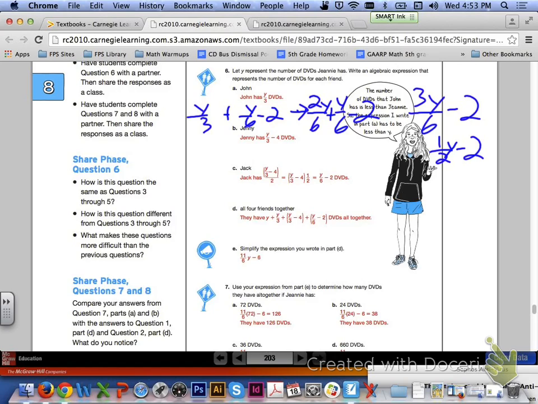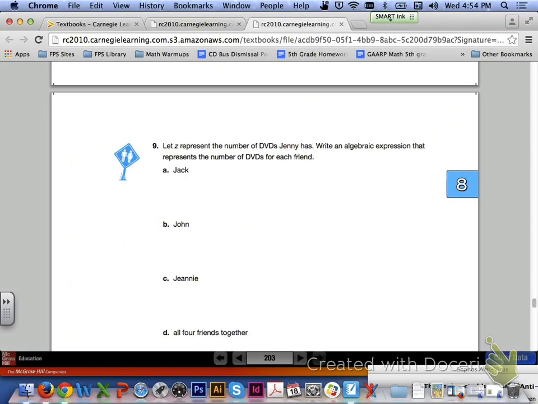Make sure you try the same thing for the females. So problem 9 is a similar problem. So we're letting Z represent the number of DVDs that Jenny has. So she has Z DVDs. Zach has twice as less as Jenny. So Jenny has 2 times more than Jack. So Jack would have Z divided by 2.